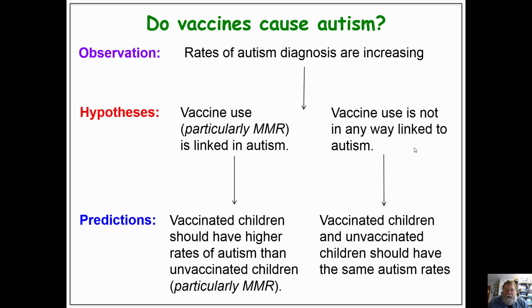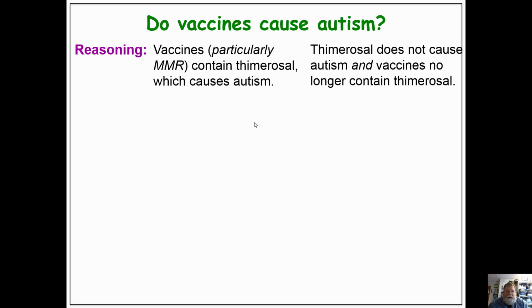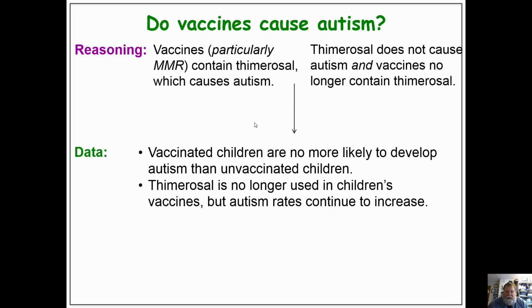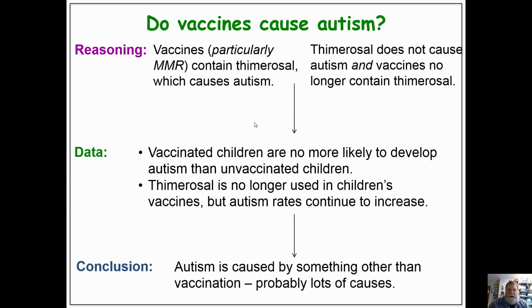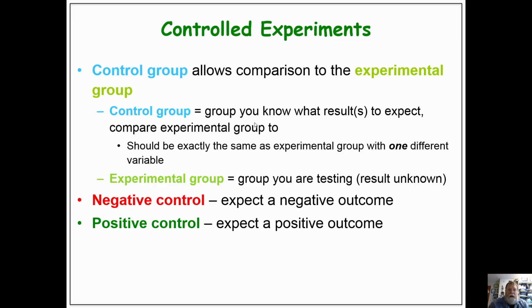If vaccines are not linked to autism, then vaccinated children and unvaccinated children should have the same autism rates. Predictions: vaccinated children should have higher rates of autism than unvaccinated children, if this is the case. And so here we have two kind of opposite predictions. There's a number of different things we can look at here, and no matter how we look at this, again, the data is just basically not there.